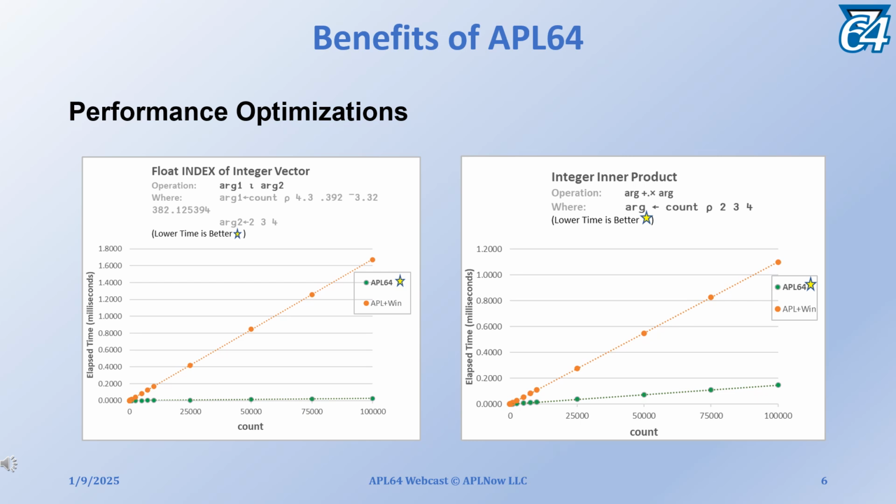Here we see two illustrations of superior performance in APL64 as compared to APL+Win. Optimizations applied to both float index of integer vector and integer inner product show significant reduction in time in APL64. Note that performance results will vary depending on the user-provided environment.